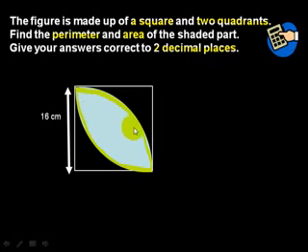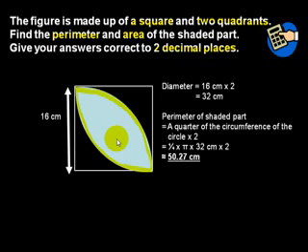So the perimeter of this whole entire figure is two quadrants of the circumference of a circle. Okay, so 1/4 times pi times diameter, 32 centimeters, and because there are 2 of these quadrants, I multiply by 2, and the answer rounded off to 2 decimal places is 50.27 centimeters.